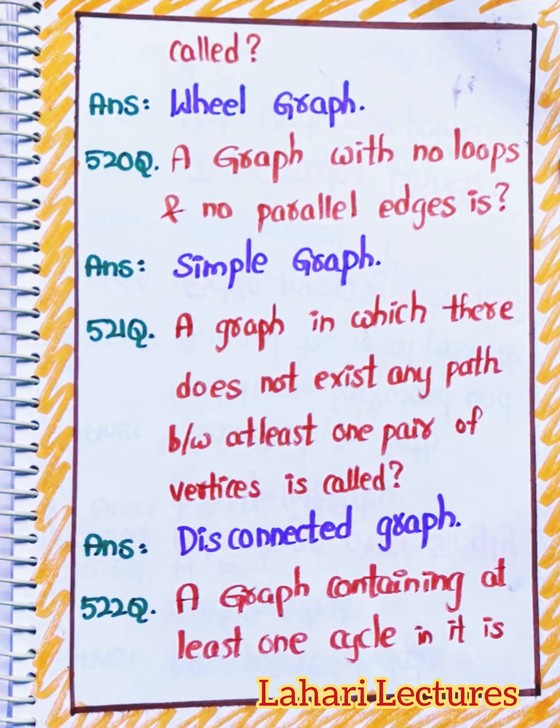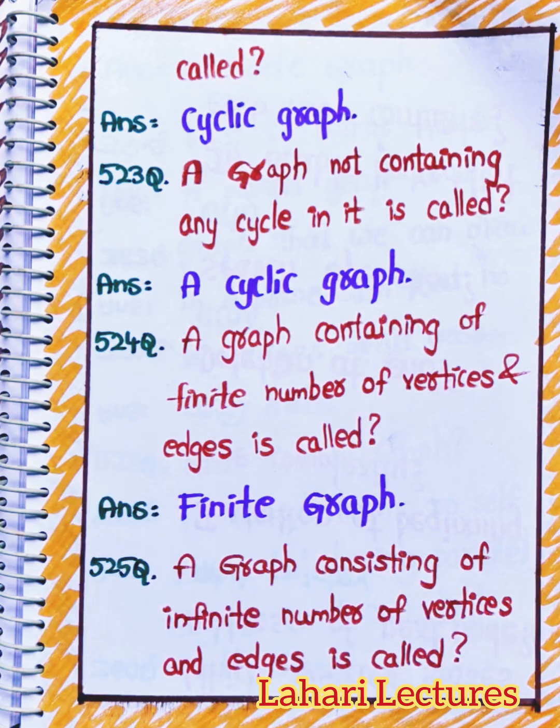Next question, a graph with no loops and no parallel edges is called simple graph. A graph in which there does not exist any path between at least one pair of vertices is called disconnected graph. A graph containing at least one cycle in it is called cyclic graph. A graph not containing any cycle in it is called acyclic graph.